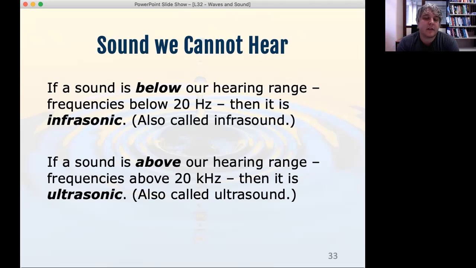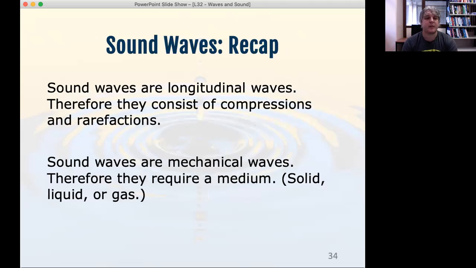Do be aware of the distinction between ultrasound as the category of all sound waves above 20,000 hertz versus ultrasound as the medical imaging process, right? They have the same name, they are distinct, but ultrasound, the medical imaging process, does use ultrasonic sound in its imaging process, which is why it got that name.